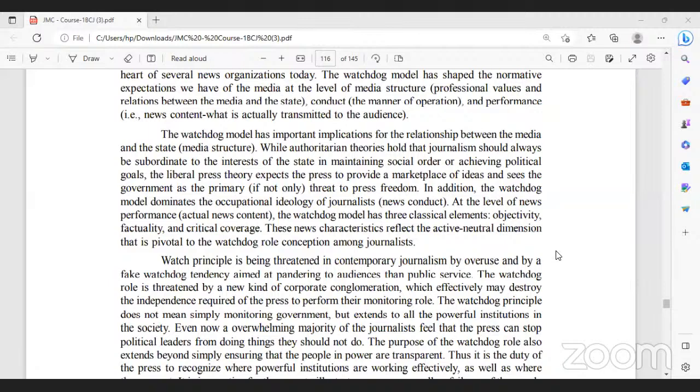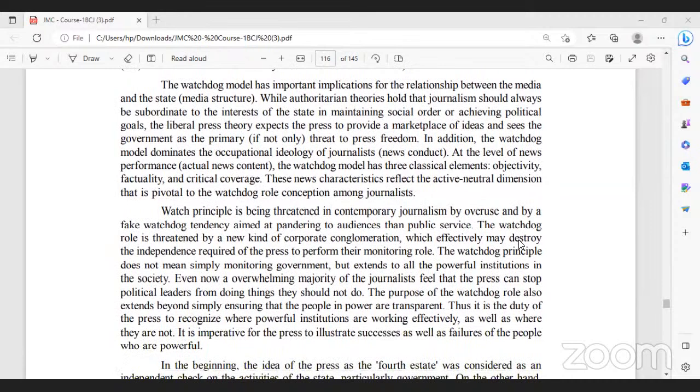We see that the watchdog plays an important implication for the relationship between the media and the state. While referring to the authoritarian theories, journalism should always be subordinate to the interest of the state in maintaining social order. If you just go back, when we learned about journalism, we learned about the normative theories also, where the authoritarian theory says that the press cannot be above the state. So the press has to maintain certain limitations also in the interest of the country's security.